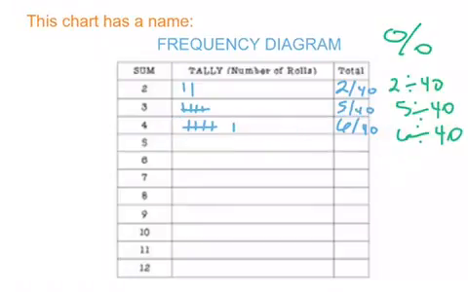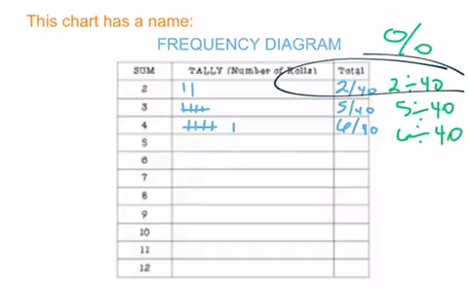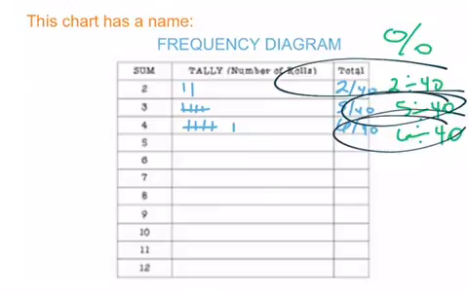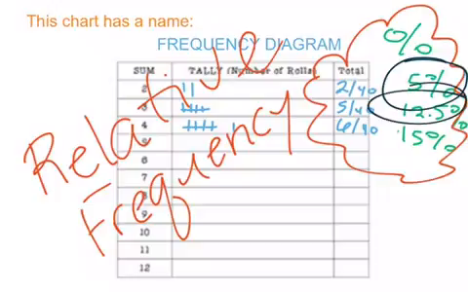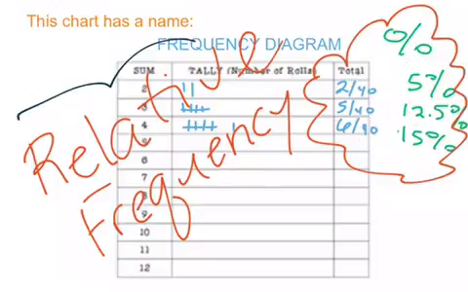Now we know we can also represent these by percents by changing this fraction line into the division operation. So if I wanted to find out what each of these was as a percent, I would simply divide my outcome that I got over my total number of outcomes. So in the first case, it would be 2 divided by 40, 5 divided by 40, and 6 divided by 40. When I do that, I get these numbers, 5%, 12.5%, and 15%. And these are what we call relative frequency.